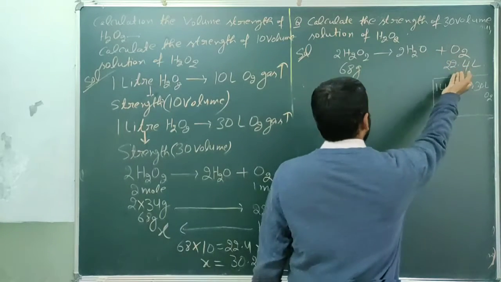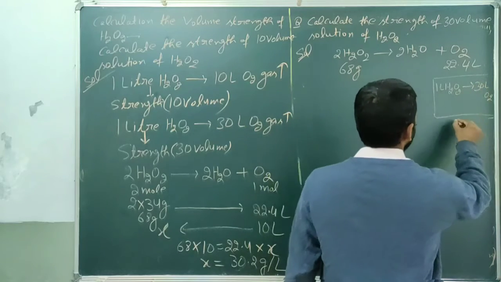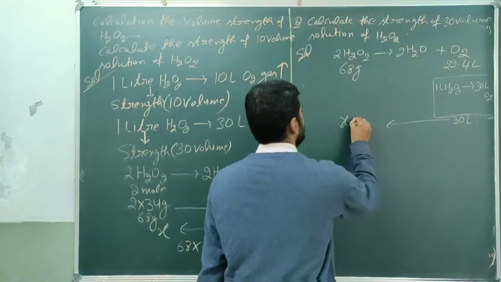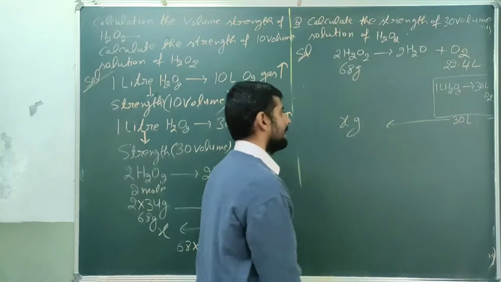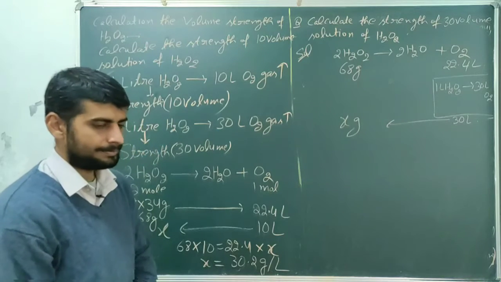So for 22.4 liter I need 68 gram H2O2. So for 30 liter, what I need is X gram. So by cross multiplication you can find out the value of X. Clear?